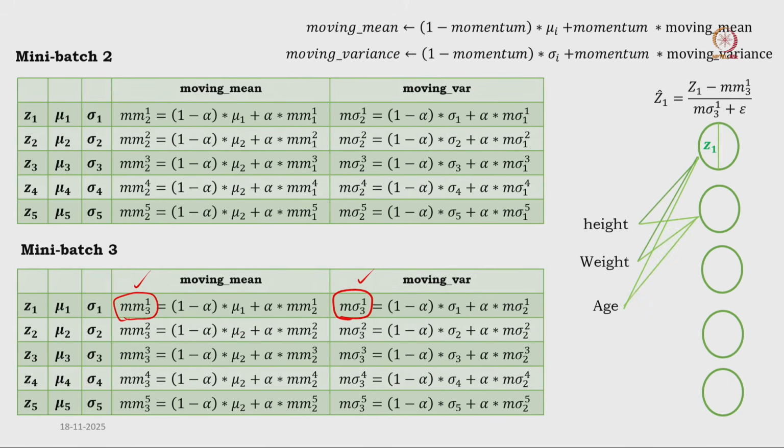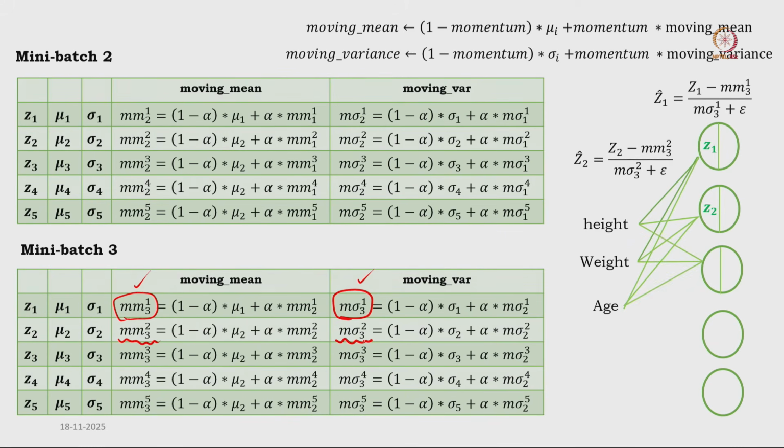Then you have the second node, Z2. Now, Z2 has to be normalized. When Z2 has to be normalized, you will be taking these values. You will take this moving mean and this moving variance, and then you will substitute here. You will normalize Z2 with the help of the moving mean and moving variance of the last mini batch, not necessarily mini batch 3, the last mini batch of training.